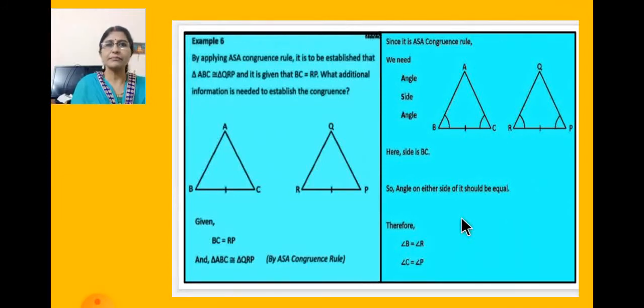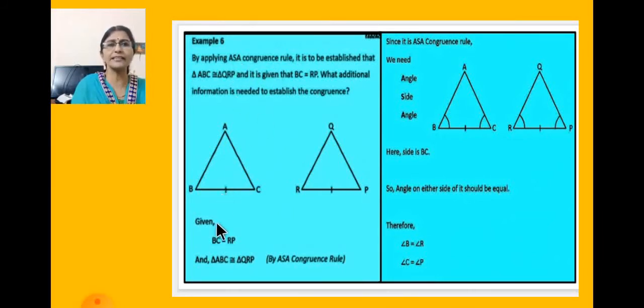Now we will do some important examples of the chapter. Example number 6. By applying the ASA congruence rule, it is to be established that triangle ABC is congruent to triangle QRP, and it is given, as you can see in the figure, that BC is equal to RP. What additional information is needed to establish the congruence? So what more information do we need to prove that these two are congruent by the ASA congruence rule?